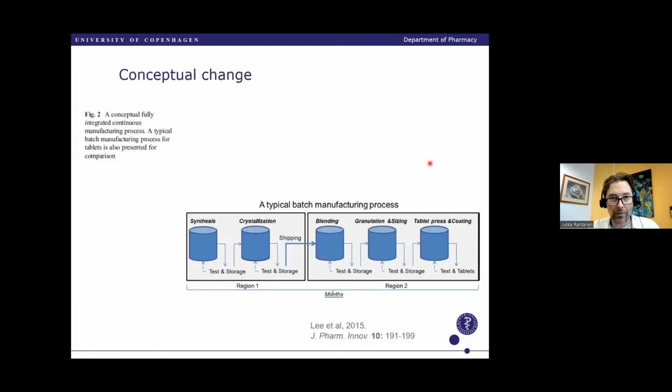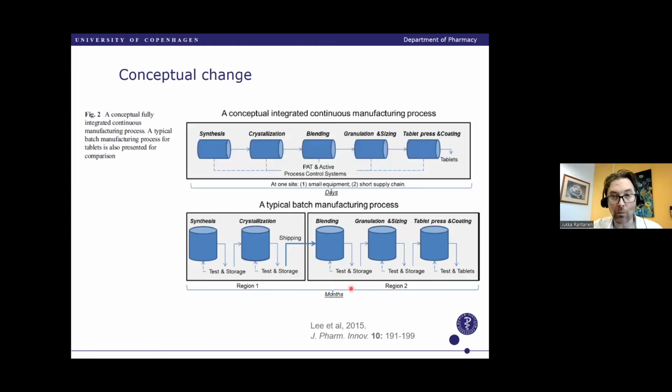And this is an example of, again, batch processing. So typically it involves testing and storage after each step. And then reaching the final coated tablet can take several months. So if you, for example, produce your API in some other part of the world, and then you need to ship it to the unit where you are doing the tablets, then all of a sudden we are talking about months here.